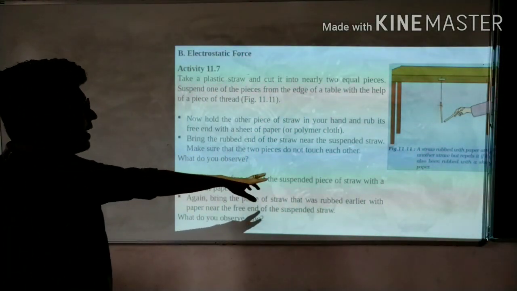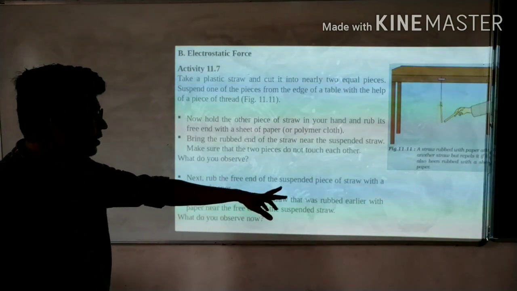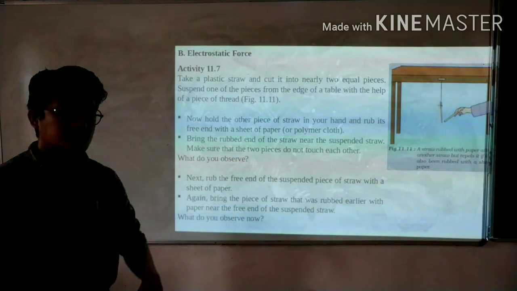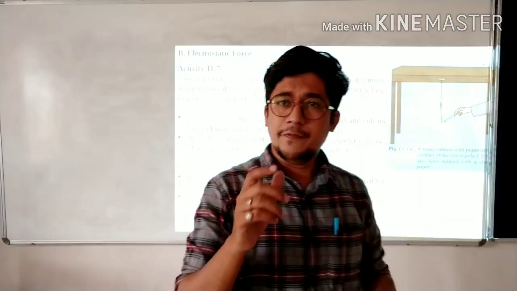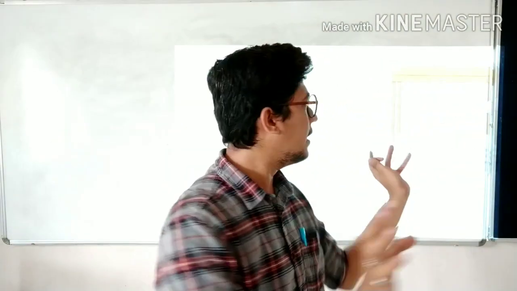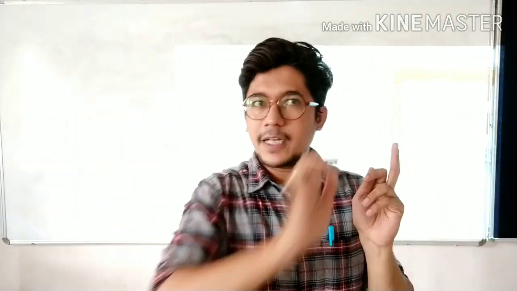Next, rub the free end of the suspended piece of straw with a sheet of paper. Again, bring the straw that was rubbed earlier near the free end of the suspended straw. What do you observe? Now what we have to do? We have already rubbed the straw in our hand with a polymer cloth. Now what we have to do? Don't put this straw somewhere else. Just have it in your hand. Take the straw which has been hanged and rub it also with the polymer cloth.